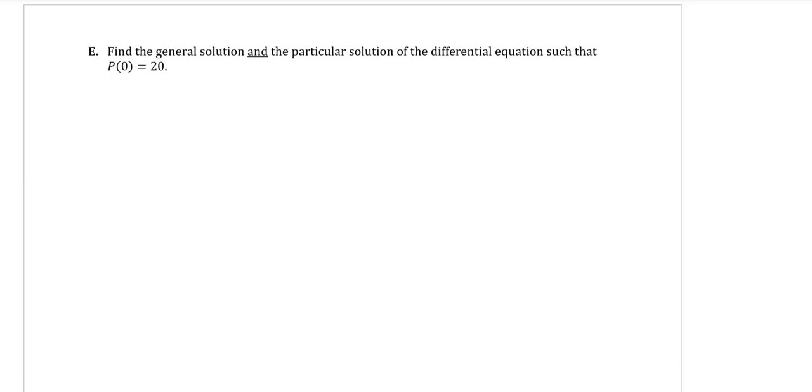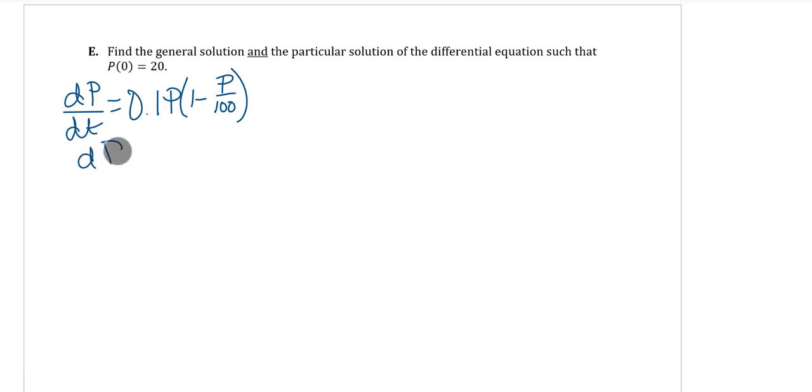All right. So going through the steps of doing this, even though we have the answer, and hopefully on the test you won't have to do all the steps. dP over dt is going to equal 0.1 P times 1 minus P over 100. So rewriting this, we're going to have dP over P times 1 minus P over 100 equals 0.1 dt.